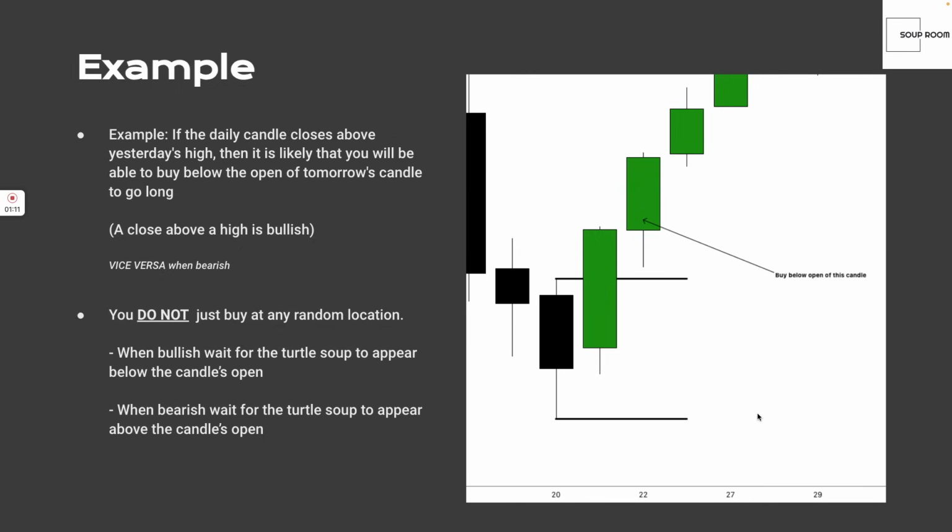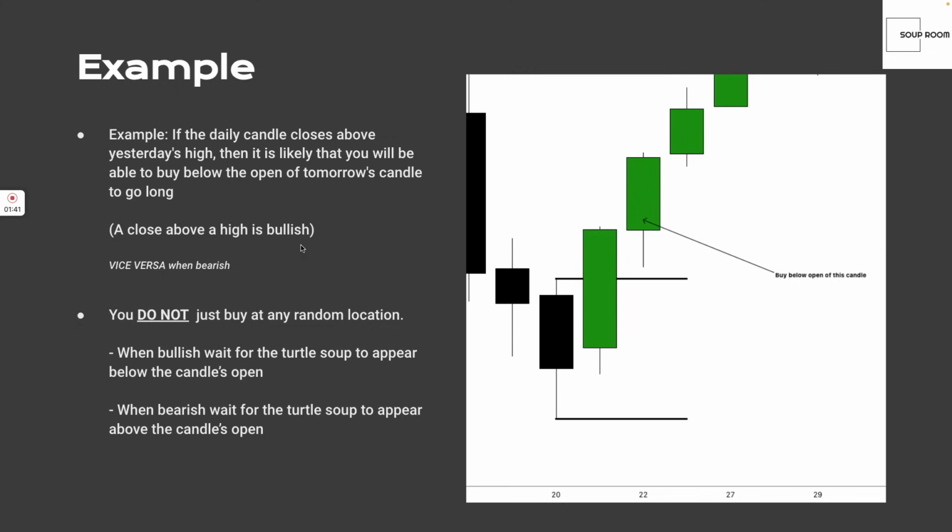So, something very important to understand. You do not just buy at any random location when you're bullish. So what do I mean? You do not just buy below the open of this candle at any random location. You will get yourself burned if you do that. When bullish, we need to wait for the turtle soup to appear below the candle's open at a specific point. Why? Because we are looking for high probability setups.